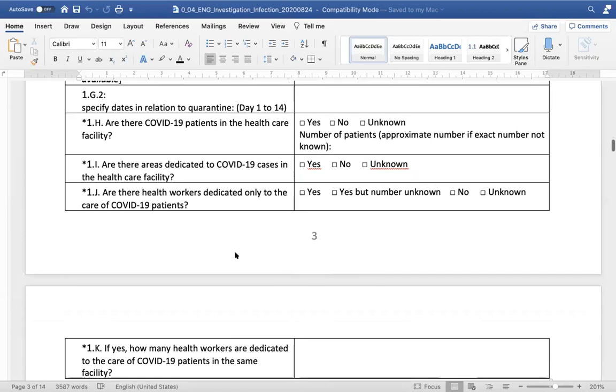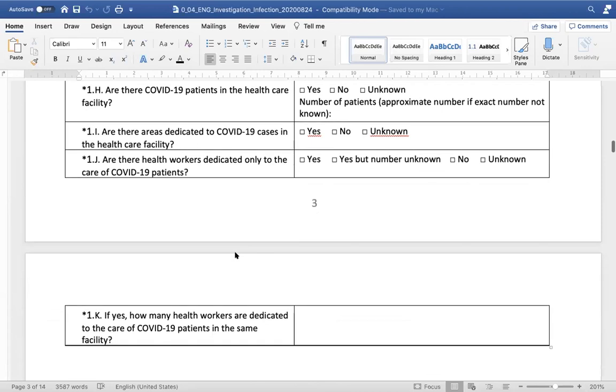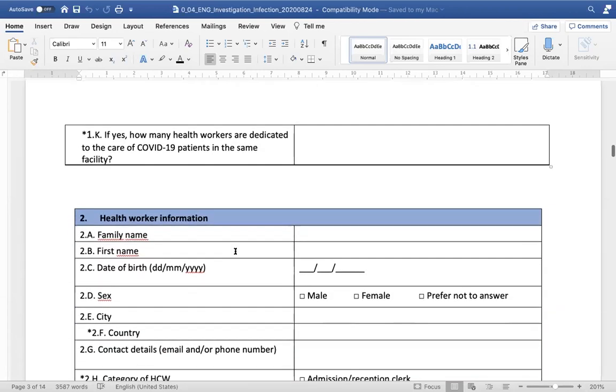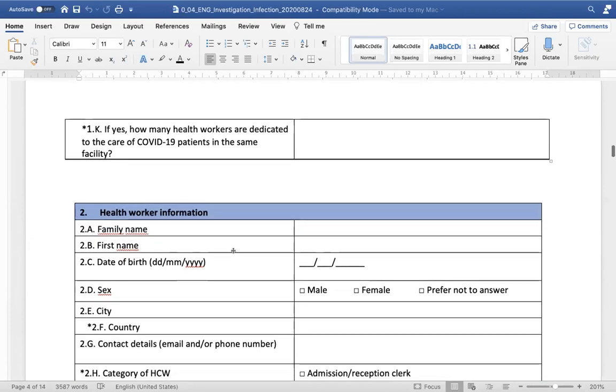Thank you. And then you move on to find out information about the test. Are there areas dedicated to COVID cases in the health facility? Are there healthcare workers dedicated only to care of COVID-19 patients? The responses are there for you to select from. Move down. If yes, how many health workers are dedicated? These are information on the healthcare facility and the context.